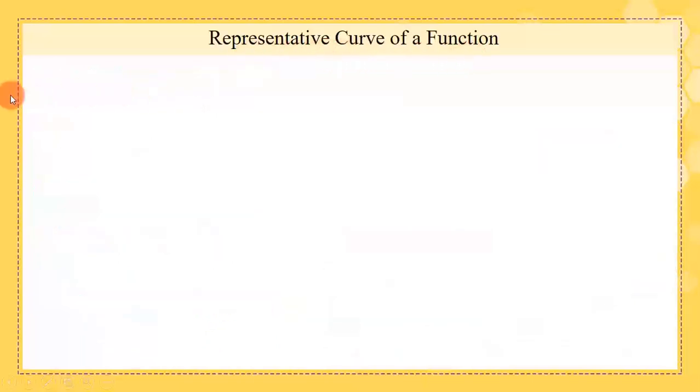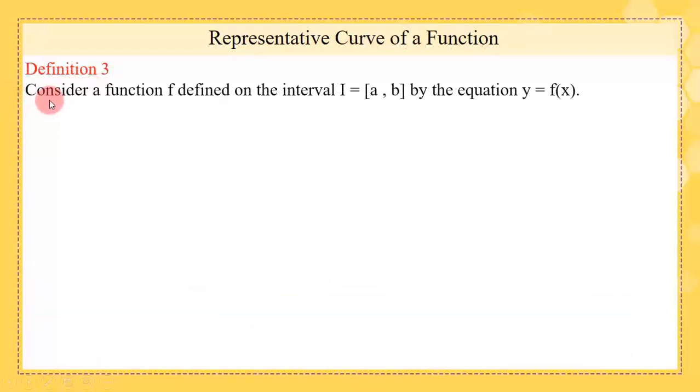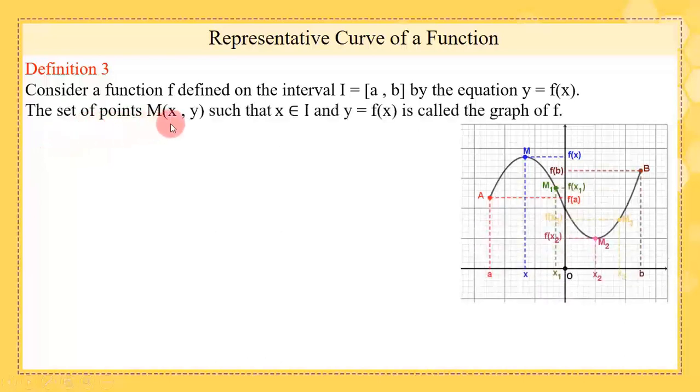Representative curve of a function. Definition 3. Consider a function f defined on the interval I equal [a,b] by the equation y equal f of x. The set of points M of coordinates (x, y) such that x belongs to I and y equal f of x is called the graph of f. As you see below, this is what we call the graph of f. Here is the point M that belongs to this graph. M has its abscissa x, belonging to the interval [a,b], and its ordinate is f of x.